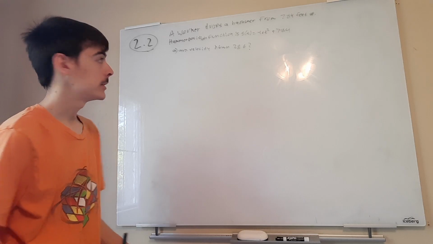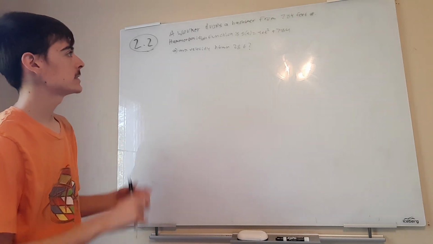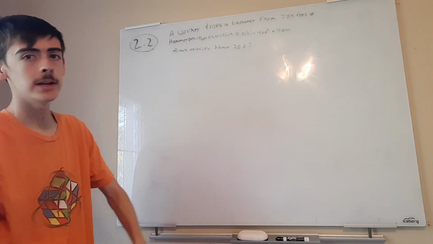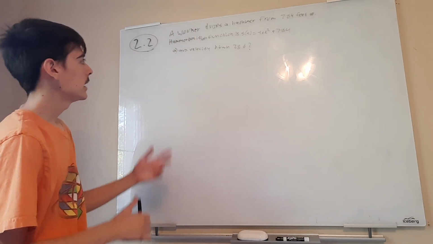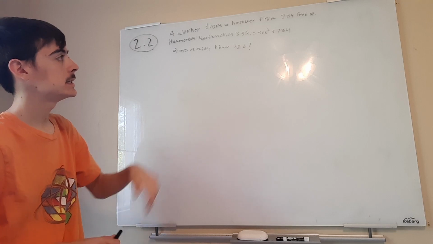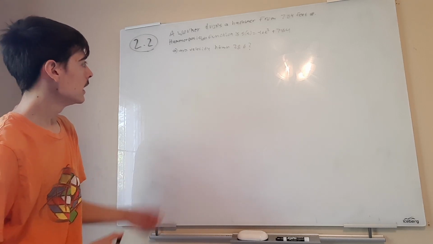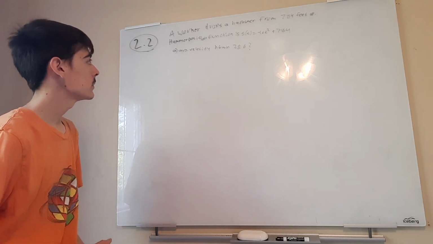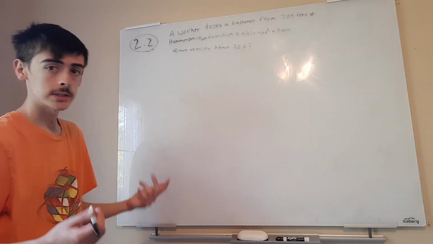Okay, a new problem here. This one says that a worker drops a hammer from a height of 784 feet above the ground. The hammer's position function is represented by S of t equals negative 16t squared plus 784. With this, part A asks us, what's the average velocity between 2 and 6?